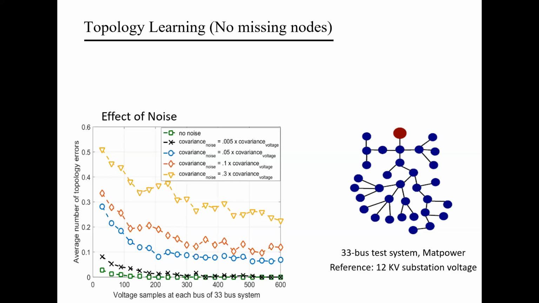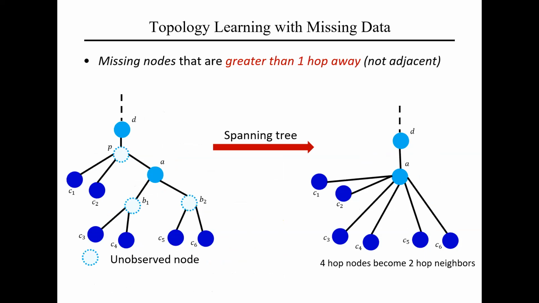Moving on, I did talk about the fact that the learning algorithm which I presented using spanning tree requires voltage magnitude measurements at all nodes in the system. Now that can be slightly harder to get. Now what if there are unobserved nodes in the system?